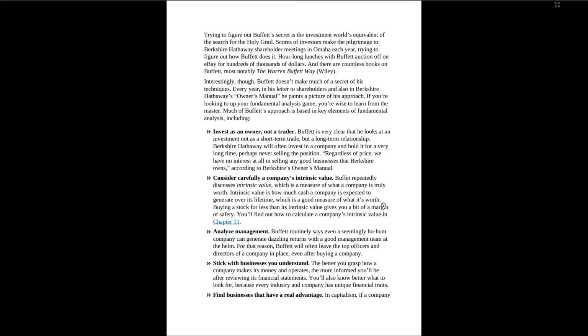Trying to figure out Buffett's success secret is the investment world's equivalent of the search for the Holy Grail. Scores of investors make the pilgrimage to Berkshire Hathaway's shareholder meeting in Omaha each year, trying to figure out how Buffett does it. Hour-long lunches with Buffett auction off on eBay for hundreds of thousands of dollars, and there are countless books on Buffett, most notably The Warren Buffett Way.